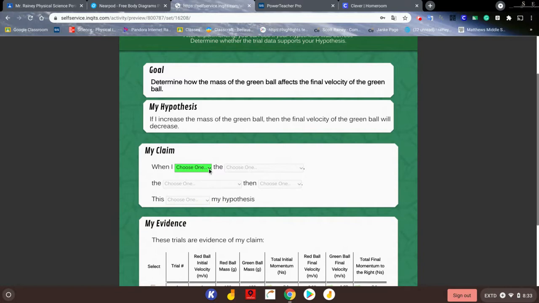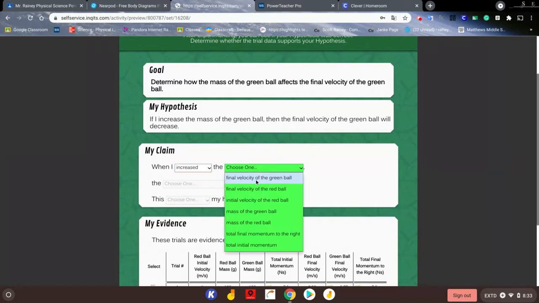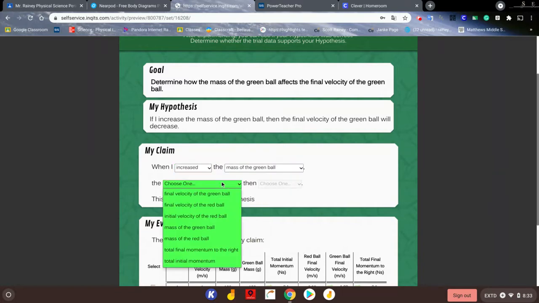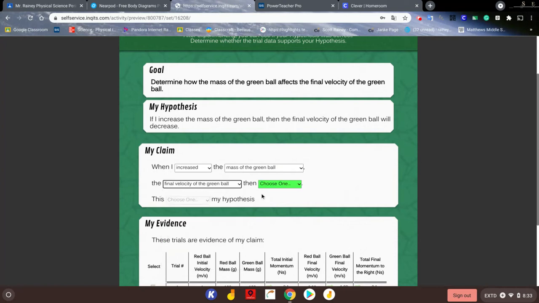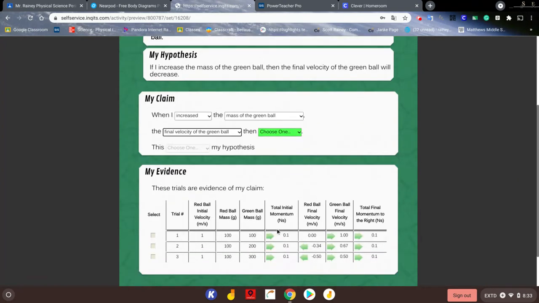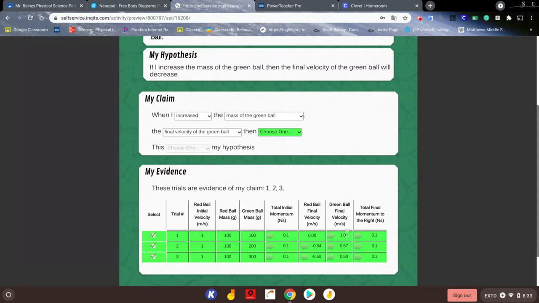What I did was increase the mass of the green ball, and then I have to see what happened to the final velocity of the green ball. Well, the final velocity of the green ball is 1.67 and 0.50. I'm going to use all of these because they're all important. And I see that as my mass increased, the final velocity of the ball decreased. So the ball was harder to move because there's a greater mass, and that supported my hypothesis.